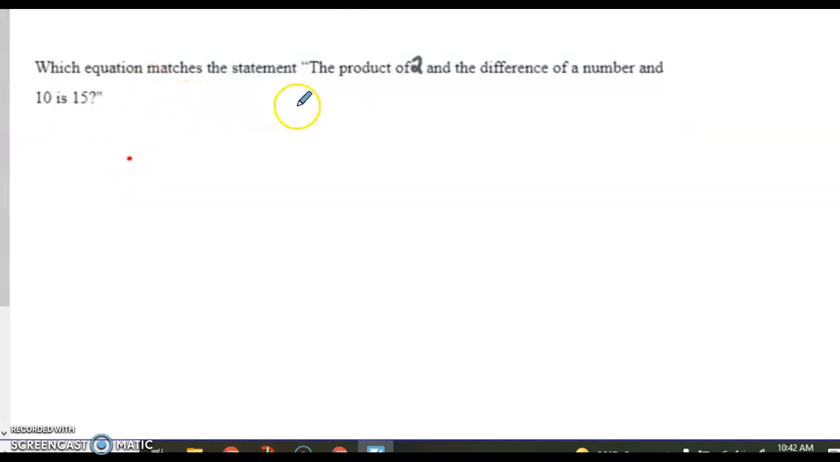All right, which equation makes this statement? The product of 2 and the difference of a number and 10 is 15. Okay, so I'm just going to go ahead and make myself some notes. Product in math means multiply. The difference means subtract. So we have the difference of a number.